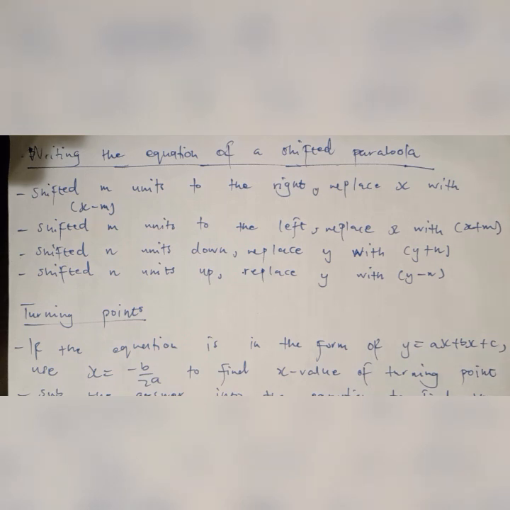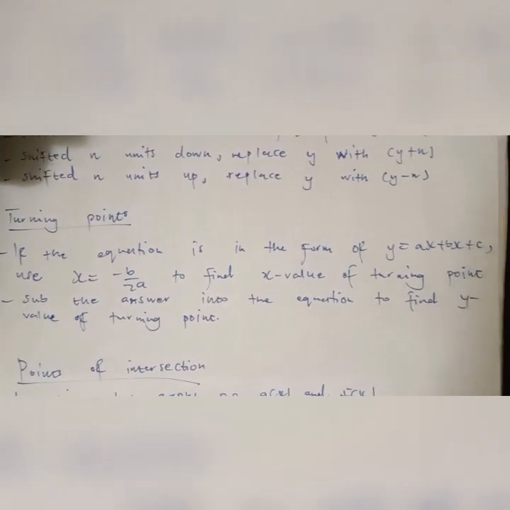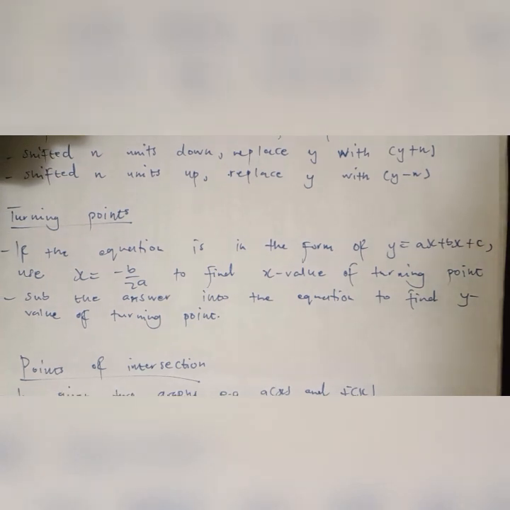Okay, now turning point, we move on. If the equation is in the form y is equal to ax squared plus bx plus c, we use x is equal to negative b over 2a. This is from the quadratic formula. We use that to find the x value of the turning point. Then we sub the answer we get into the equation of the parabola, y is equal to ax squared plus bx plus c, to find the corresponding y value of the turning point. I hope we're on the same page.